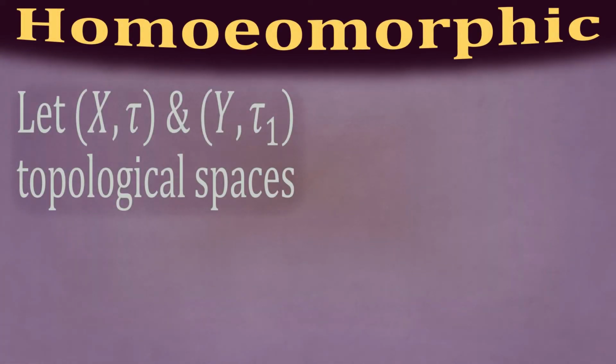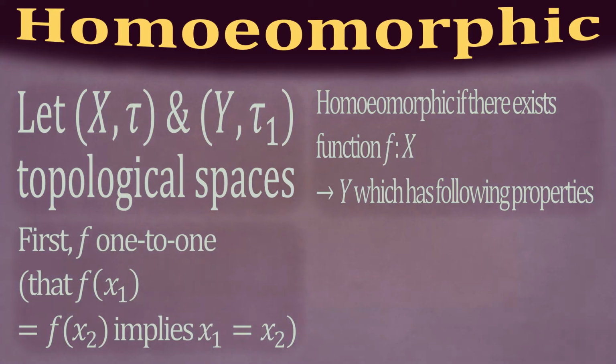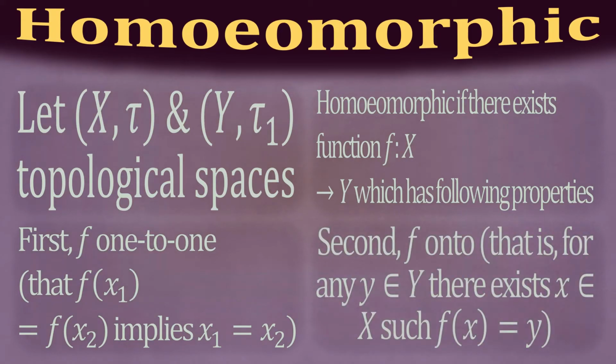Now, let's discuss being homeomorphic. Let X with T and Y with T1 be topological spaces. Then, they are said to be homeomorphic if there exists a function f from X to Y which has the following properties. First, f is 1 to 1. That is, f of x1 equaling f of x2 implies x1 equals x2. Second, f is onto. That is, for any y in Y, there exists an x in X such that f of x is equal to y.